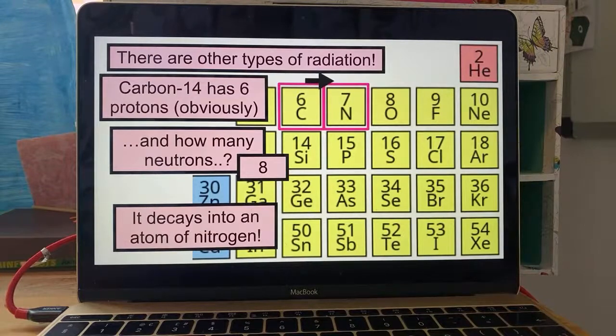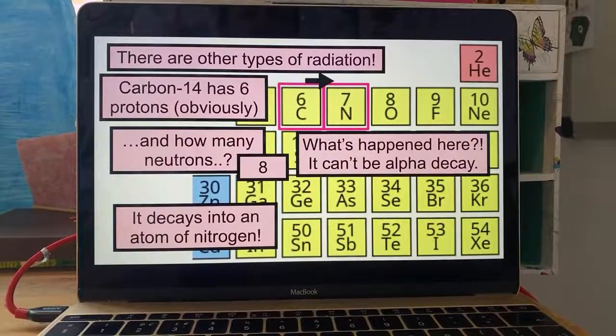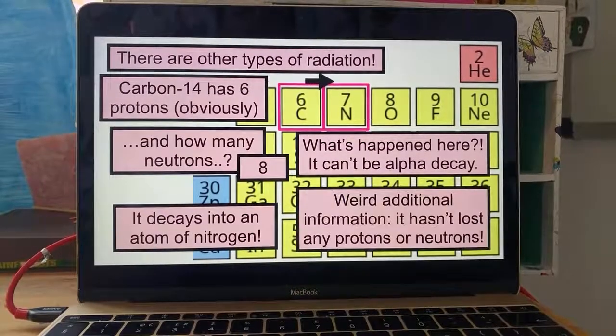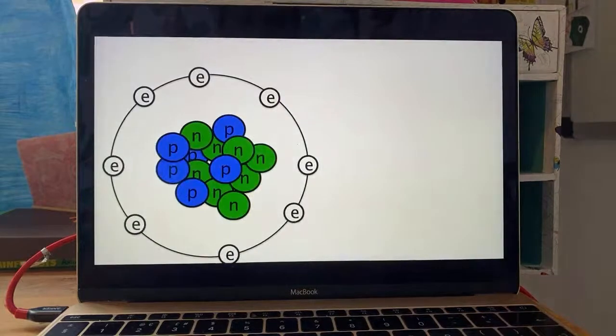What? How does a carbon atom just turn into a nitrogen atom? What's happened here? It can't be alpha decay, can it? It can't be. That's not what happens in alpha decay. And it's not really a clue, but a new weird piece of information. It hasn't lost any protons or neutrons. I mean, has it? It hasn't. The number of protons and neutrons in it don't change. It's weird, isn't it? Here's a picture.